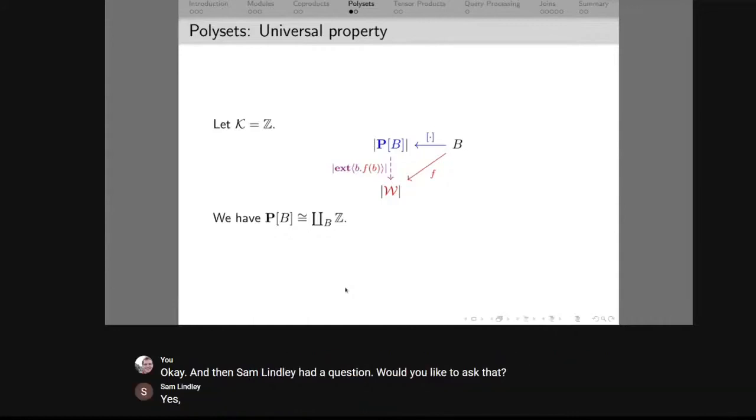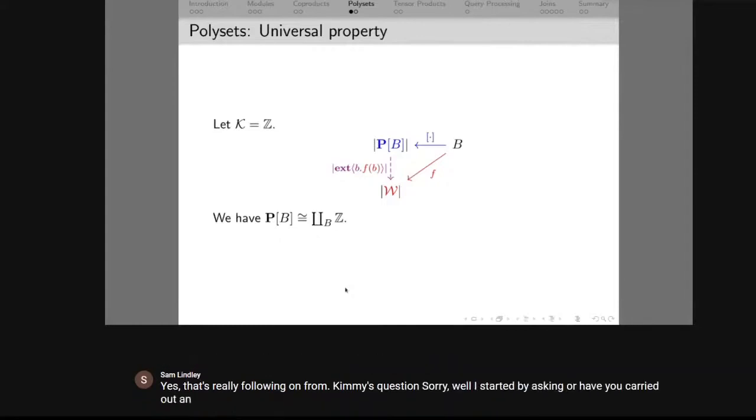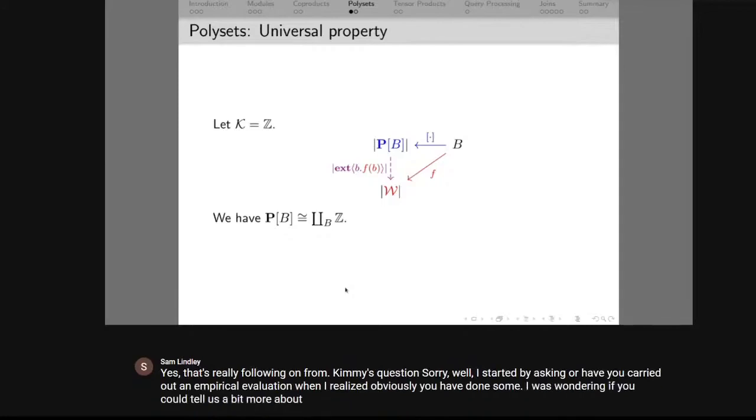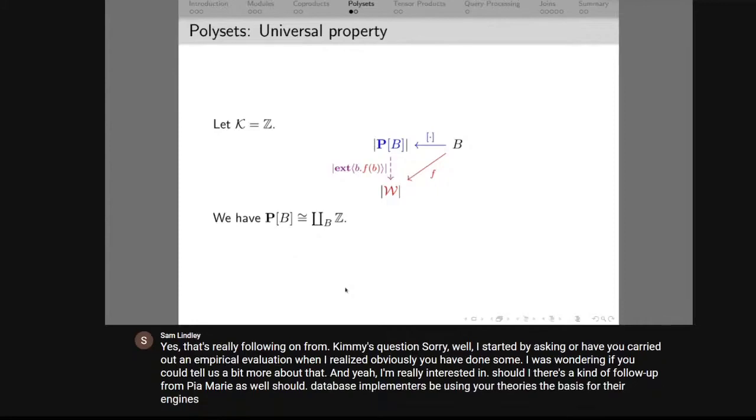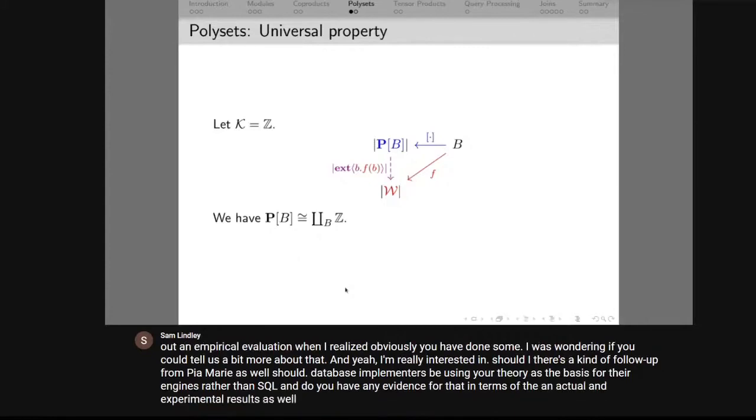Yeah, so that's really following on from Kimi's question. I started by asking, well, have you carried out an empirical evaluation? Then I realized, obviously, you have done some. I was wondering if you could tell us a bit more about that. And there's a follow up from Pierre Marie as well. Should database implementers be using your theory as the basis for their engines rather than SQL? And do you have any evidence for that in terms of the actual experimental results as well as the theoretical results?